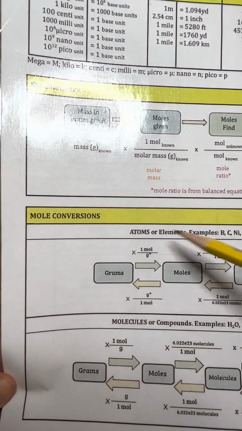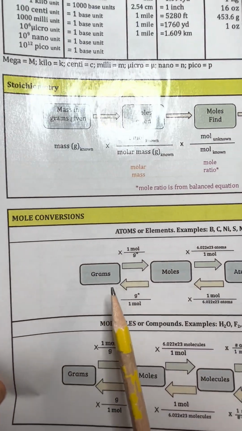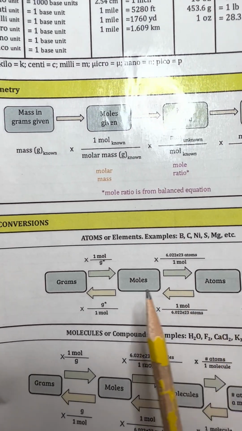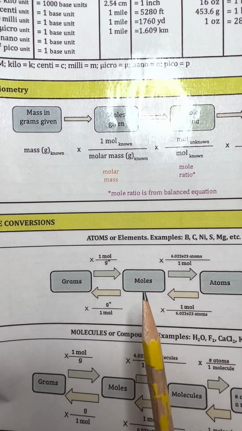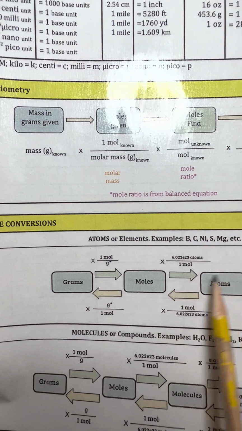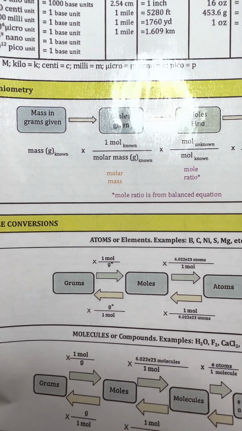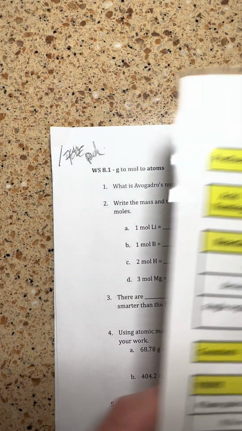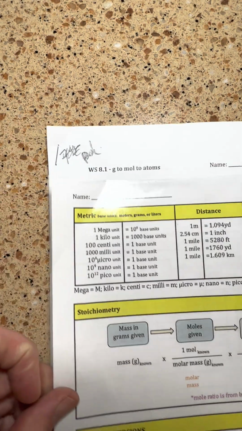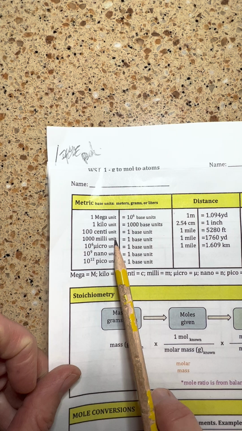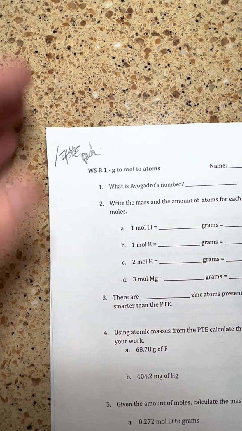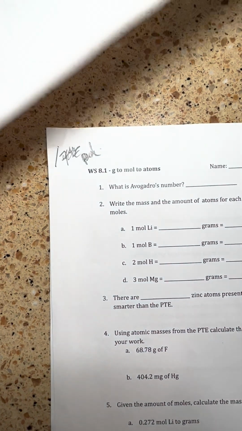You'll want to look at the mole conversion part, and we go grams to moles to atoms or atoms to moles to grams. We always have to go through moles. You can't go from grams to atoms or atoms to grams without going through moles. Moles is the equalizer. Something else you might need is on this sheet, you might need the unit conversions. And as always, you will need a periodic table.